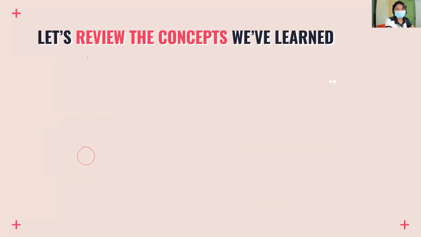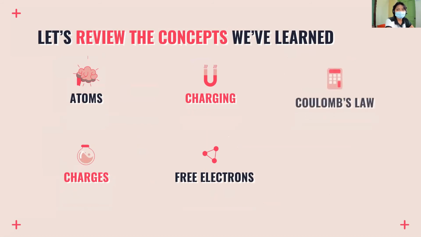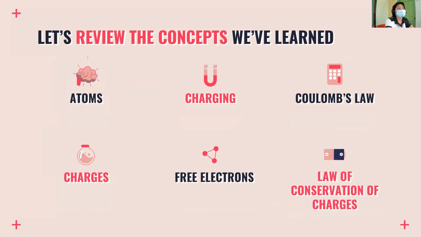Okay, so we are done. Let's review the concept we've learned today. So we tackle the basic of atoms, fun facts, and different charges, and then charging. Again, meron tayong 4 na charging. Free electrons, bakit siya tinawag na free electrons? Because siya ay nag-move freely. Coulomb's law, makikitandaan ng formula, and then the law of conservation of charges.